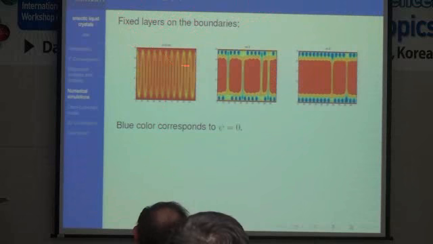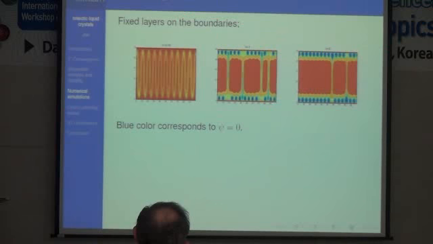So the blue color corresponds to the 0. So that's where this smectic phase melts, or like a vortex in the superconductivity. So this is the moderate field and at the higher field. And for this, if you fix the layers on the boundaries, then you can see that all this 0, kind of the smectic phases melts around the boundaries.